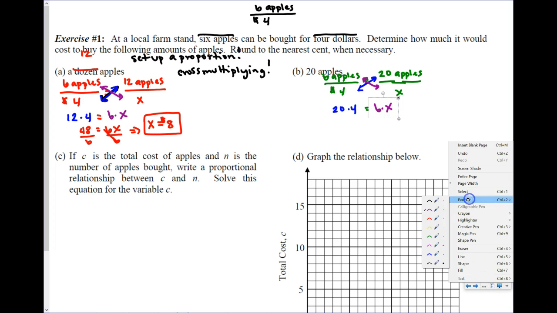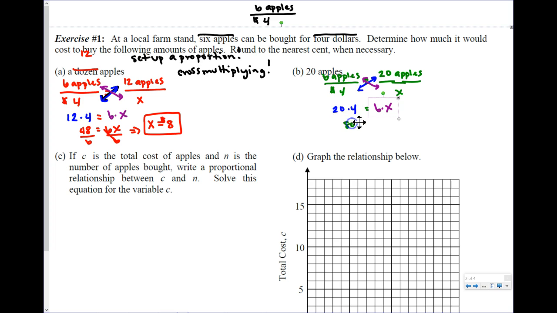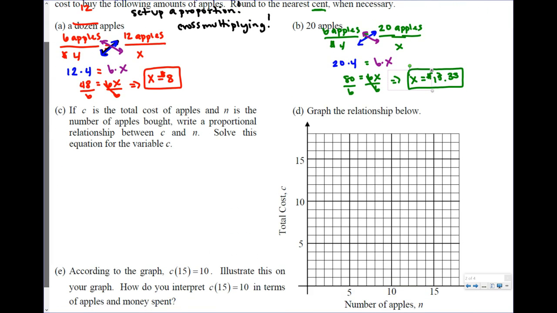And I'll just simplify and solve like I did for the last problem. 20 times 4 is 80. 6 times x is 6x, and I'm going to have to divide both sides by 6. Now, in this case, when I put this into my calculator, because this doesn't come out evenly, I get that x equals 13.33, and that's what the problem is telling me to do, to round to the nearest cent. So it says nearest cent, so I've done that. $13.33 is my cost for 20 apples. Okay? Let's take a look at letter C.